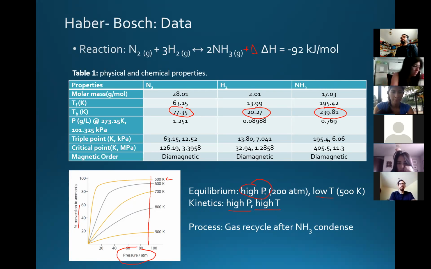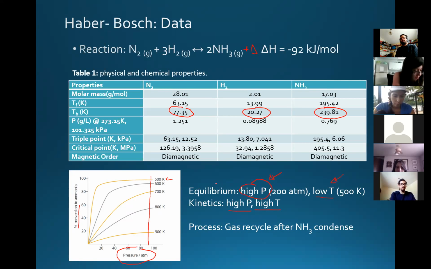So the whole point of the last part of the activity was for you to reach these kinds of conditions: high pressure and low temperature for equilibrium, and high pressure and high temperature for kinetics. And then understanding that there is an equilibrium between the speed at which you obtain the product and the yield of that product. Then, to propose a process.